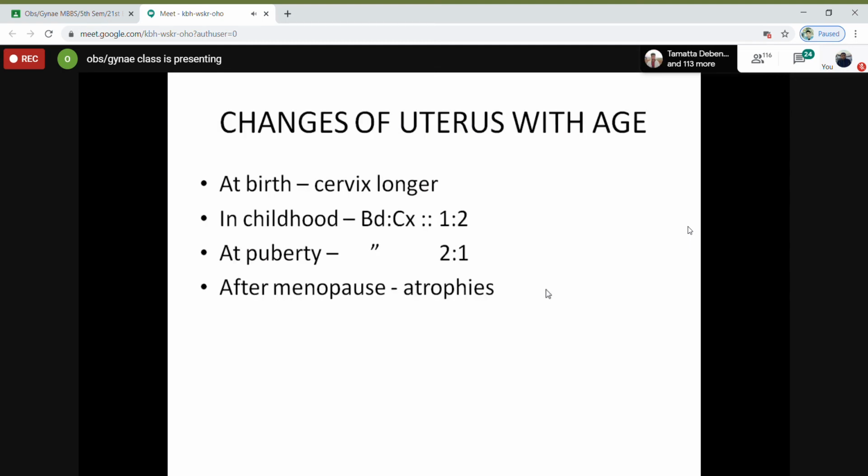So now what are the changes of the uterus with age? At birth, the cervix is longer. Then in childhood, the body and the cervix are in the ratio 1:2, so the cervix is still longer, twice as long as the body. At puberty, it reverses to 2:1, so the uterus becomes bigger than the cervix. And after menopause, everything atrophies, so it becomes very small.